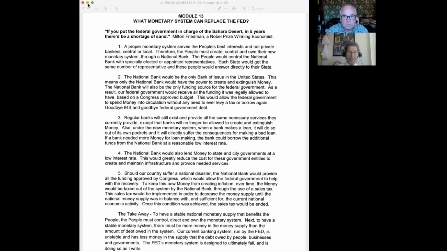Every state would have representatives that would be sent, and how the state wants to do it, whether it comes from the legislature, whether it comes from elections, I don't care at this moment, but each state has representation in running the national bank. And they have the ability, power, and requirement to report back to their people in their state: what is the bank doing? What's the money supply? Is there any inflation? On and on and on.